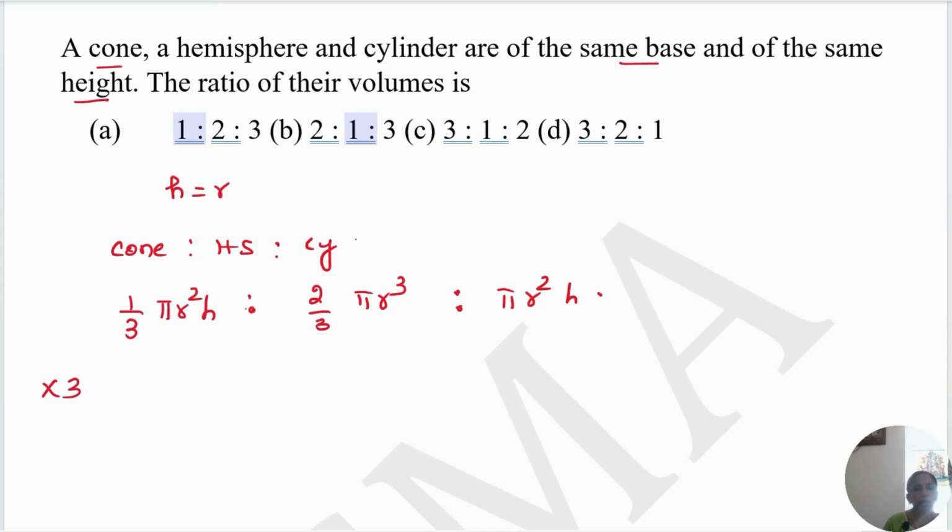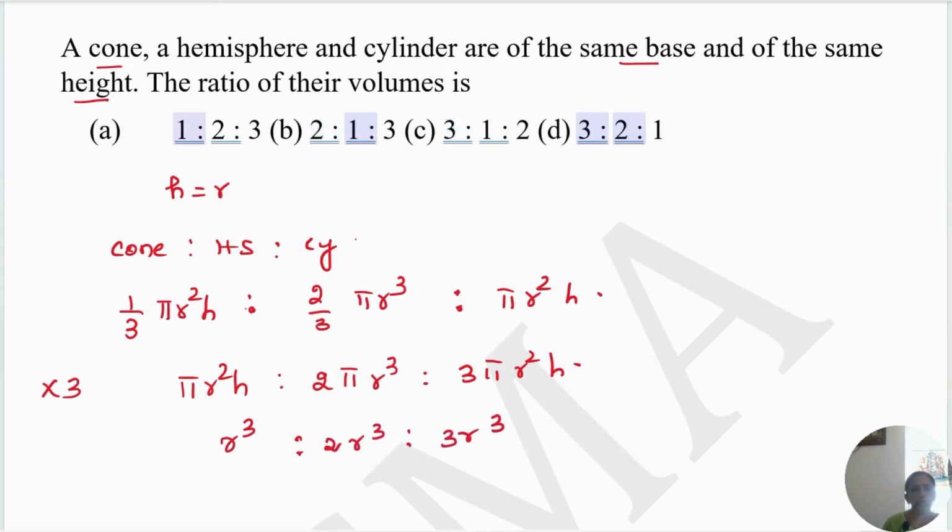So multiply the entire thing with 3. So pi r square h, 2 into pi r cube, 3 pi r square h. You can cancel your common terms, and here you have to use your h is equal to r combination. So r cube, 2 times r cube, and here 3 times r cube. So the ratio is 1:2:3 in this case. So our answer is 1:2:3.